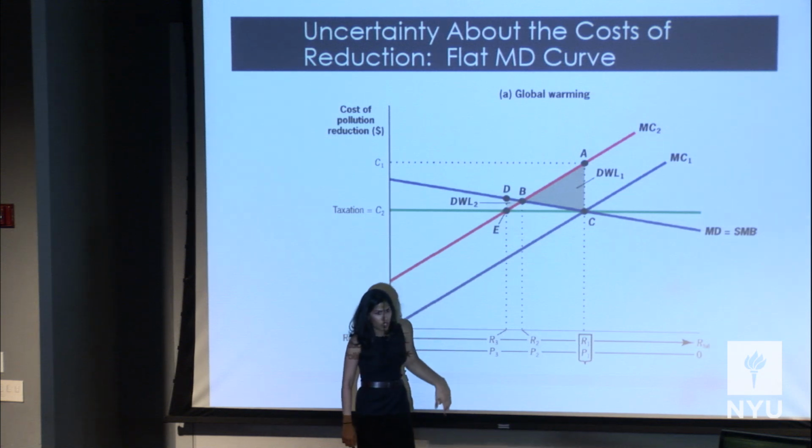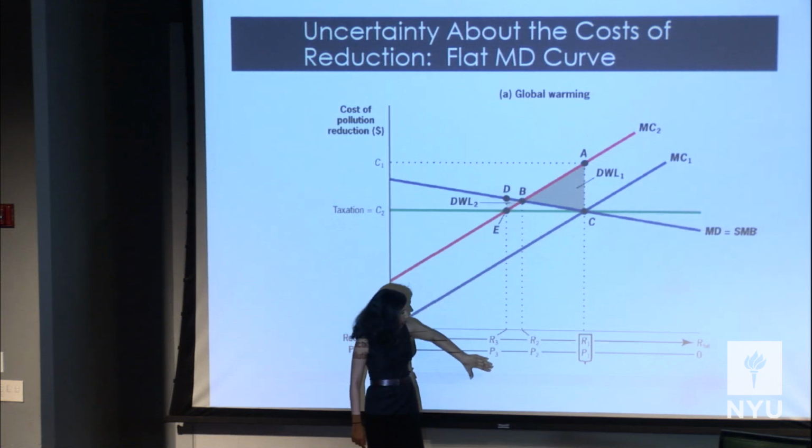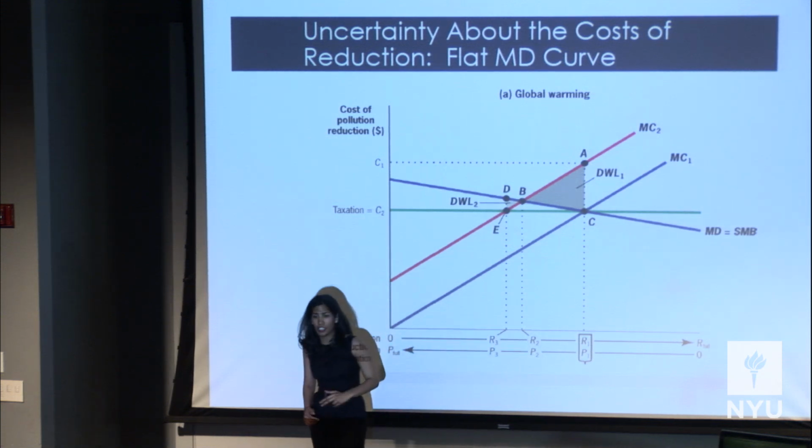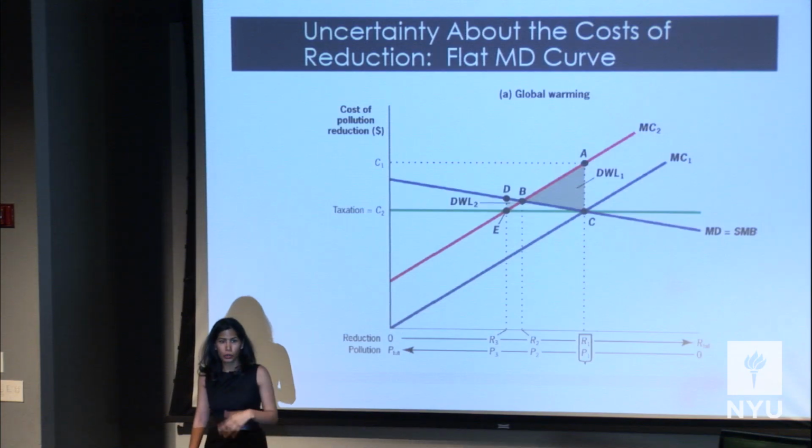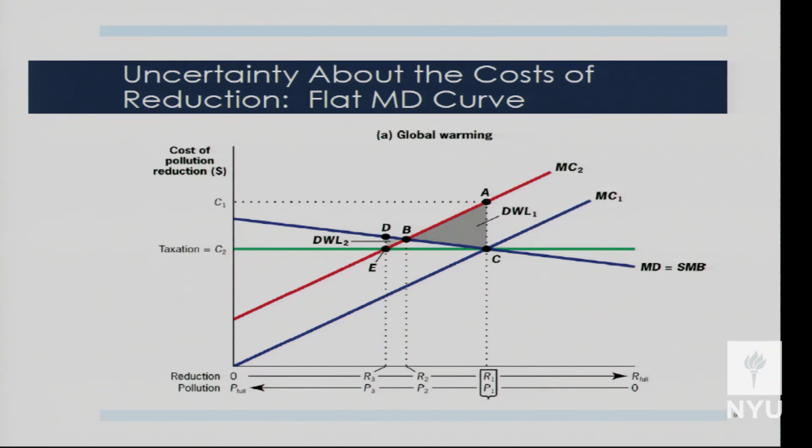Is that more or less than the best equilibrium? Less. So there'll be under abatement here. Too little pollution reduction. There'll be too much pollution. But in this case, the deadweight loss is dBE, which is smaller than the other case with quantity regulation, right? And the reason behind that is because our marginal damage function is so flat.